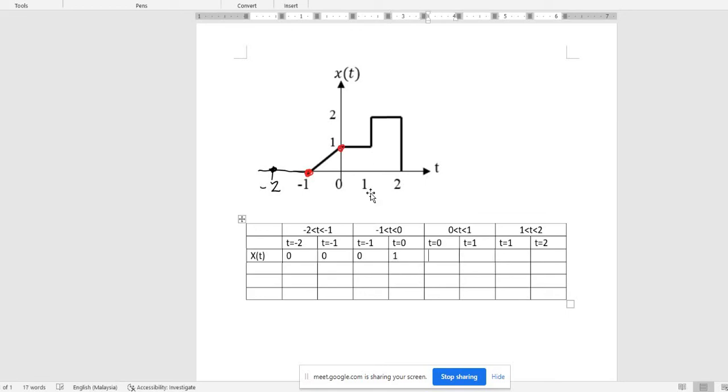1. Okay, from 0 to 1. When t equal to 0, you have the value of 1, sorry, not 0. And then for t equal to 1, you have the value of 1 also. For the range 1 to 2, for t equal to 1, you have the value of 2. And t equal to 2, you have the value of 2 also.